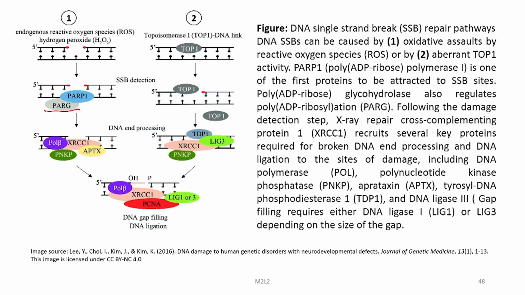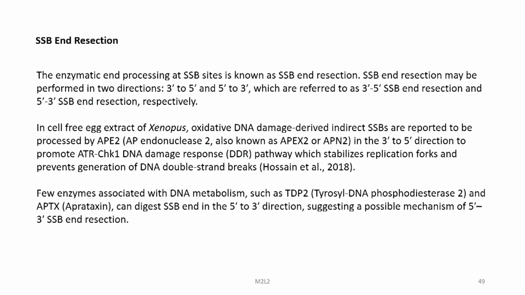Following the damage detection step, X-ray repair cross complementing protein 1, XRCC1, recruits several key proteins required for broken DNA processing, DNA end processing and DNA ligation to the sites of damage, including DNA polymerase, polynucleotide kinase, APTX, tyrosyl DNA phosphodiesterase 1 and DNA ligase 3. This gap filling requires either DNA ligase 1 or Lig3 depending on the size of the gap. End resection is important in SSB repair.